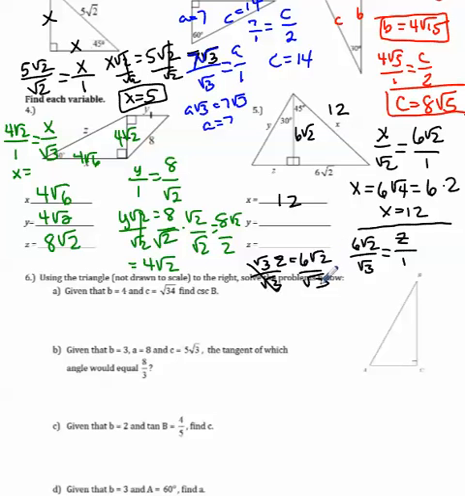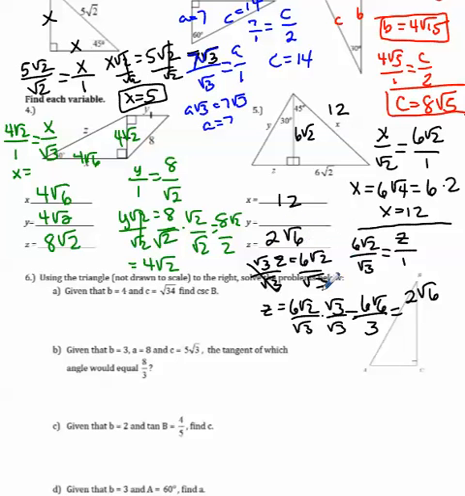I need to divide by root 3. I have 6 root 2 over root 3. I'm going to rationalize. I'm going to multiply it by root 3 over root 3. So I have z equals 6 root 2 over root 3 times root 3 over root 3. I get 6 root 6 over 3. And then I divide one more time and I get 2 root 6. So the z is 2 root 6.